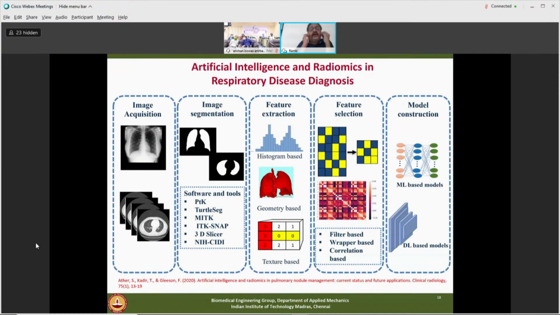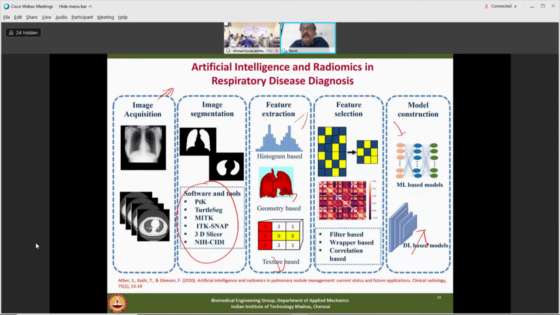The thing is how artificial intelligence and radiomics work in this field; it comes as a complete package. This process involves image acquisition and segmentation. Different software tools are now available. Then feature extraction using histogram-based, geometry-based, texture-based, and topographic analysis. You can convert all the image features into the data domain. Then you can analyze using machine learning methods.